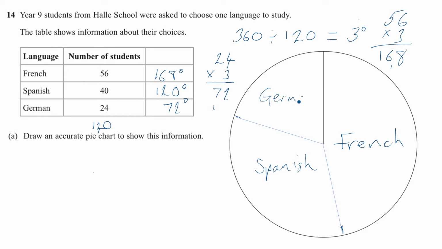And you could, if you want to, check it by measuring that angle to check that it is the 72 degrees that we know we need for German. But there it is. That's a pretty accurate pie chart to show that information.